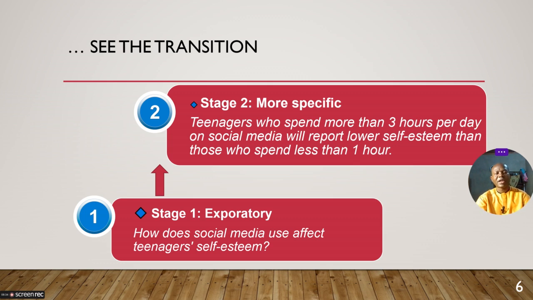So again, if you look at the two examples I've just highlighted, you can appreciate the transition from exploratory to more specific. For the research question you have: how does social media use affect teenagers' self-esteem? Now, after we have conducted the study, we have made certain findings. Based on the data we have gathered on the field, we can now make a claim. Then we go to the second stage: teenagers who spend more than 3 hours per day on social media will report lower self-esteem than those who spend less than one. So this becomes a research hypothesis. So you come from research question to research hypothesis.